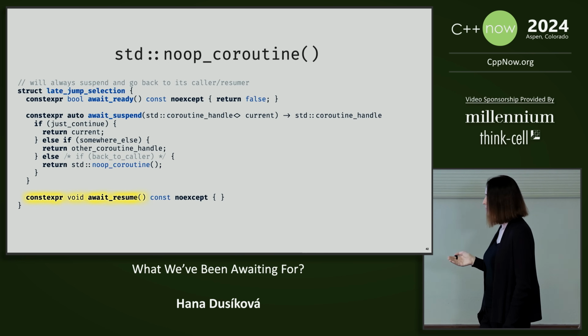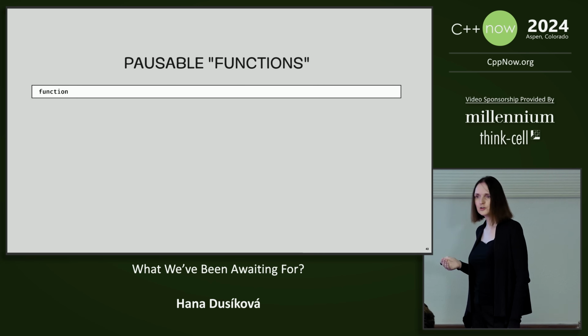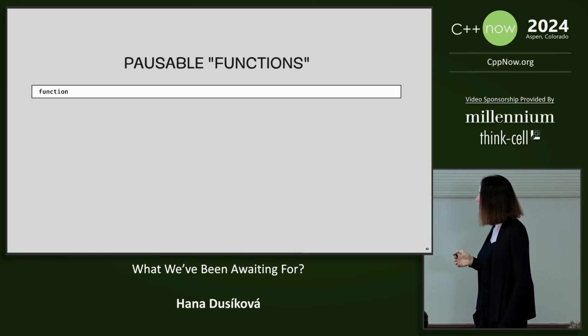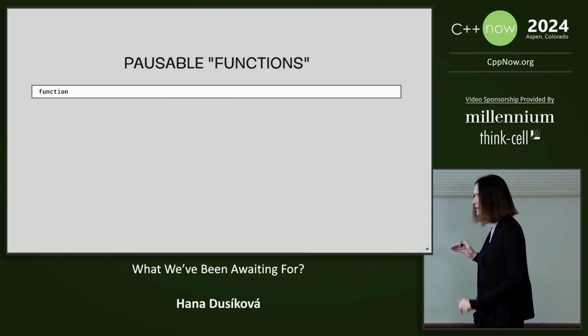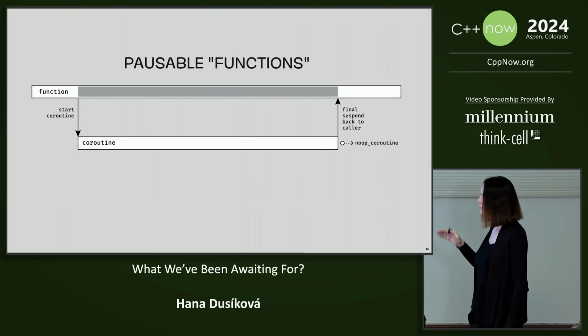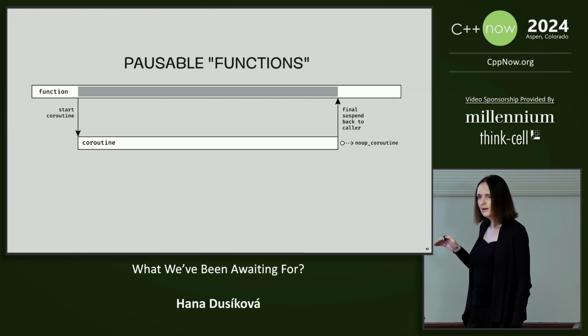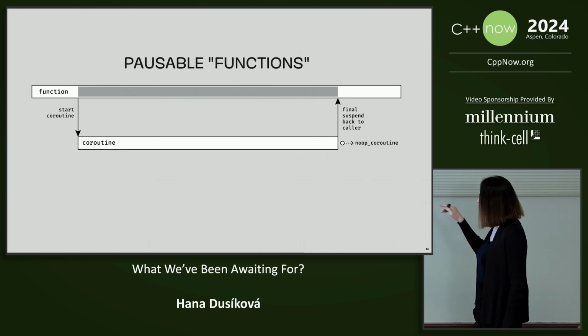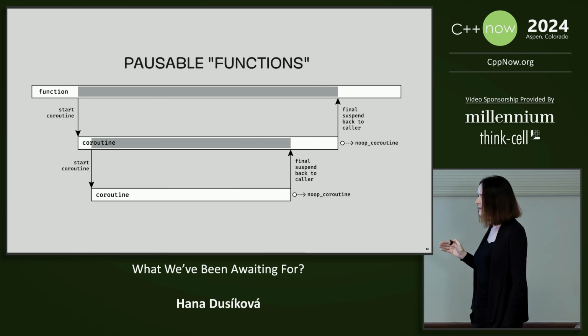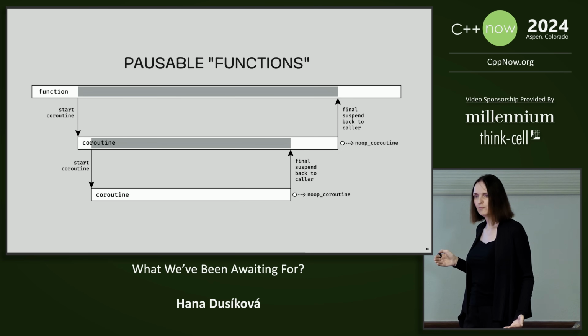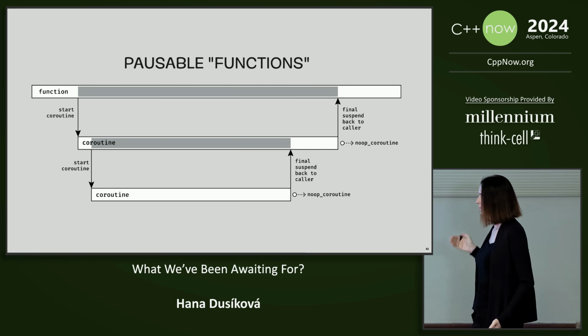And after resumption, it's void. So, pausable functions and no coroutines. You have a normal function, which is just a typical C++ function, not a coroutine. From it, you start a coroutine and it runs. At the end, there is a continuation. When there is a final suspend, it will go back to the caller. It behaves as a function. If from a coroutine you start another coroutine, it's exactly the same. It's just a function. At the end, it will go back.